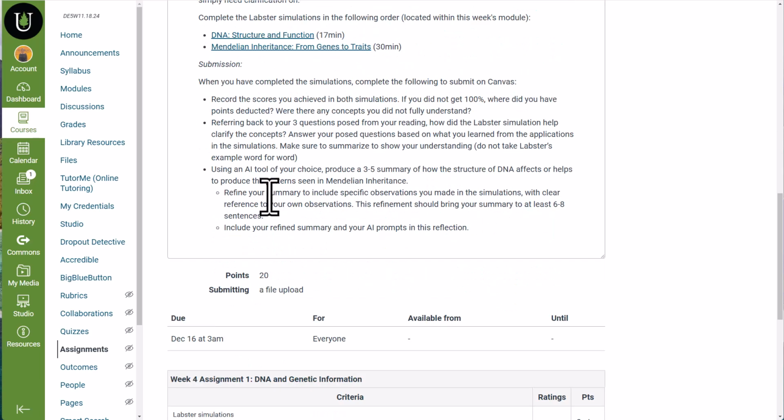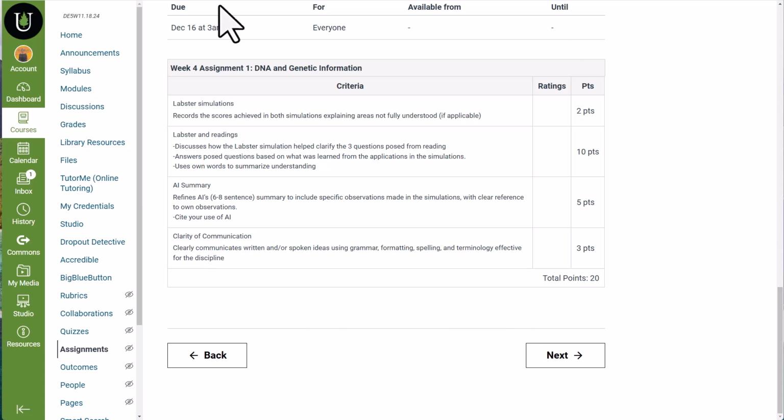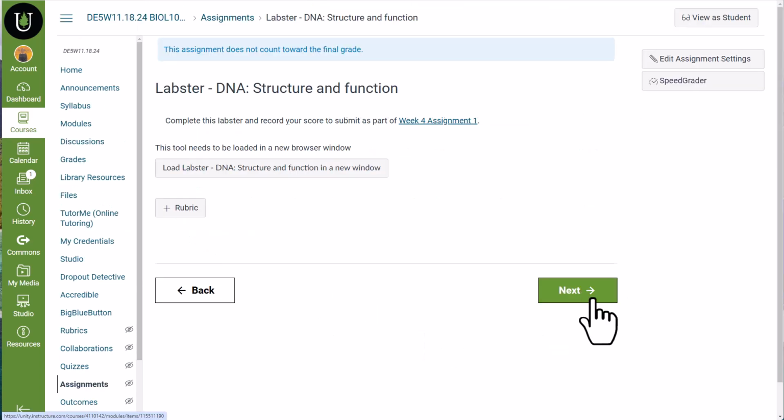Then the next thing you're going to do is use an AI tool like ChatGPT and look at the connection between the structure of DNA and the rules of inheritance. How is it that that structure of DNA helps produce the patterns of inheritance that we see? Think about what you get back from this AI, correlate it with what you just learned in Labster, and then summarize that in about 6 to 8 sentences. The other thing you're going to include there is a description of what prompts you used when you did your AI search. You have your grading rubric down here. These are just the 2 Labster simulations.